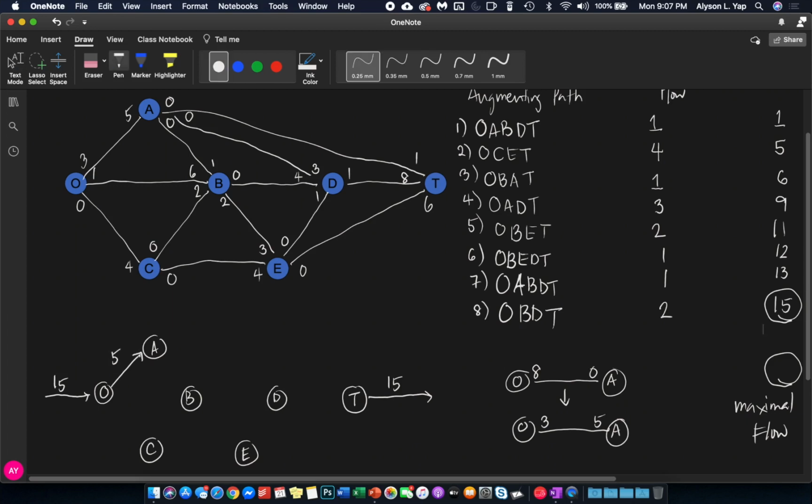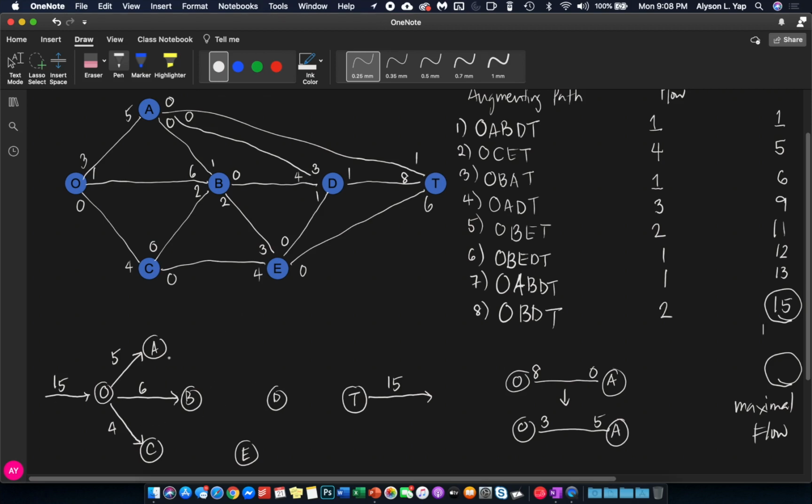with an arrow. Okay? In the same way, your flow from O to B is a 6. And your flow from O to C is a 4. And as you can see, the 15 units that entered node O was actually separated into 5 going to A, 6 going to B, and 4 going to C.